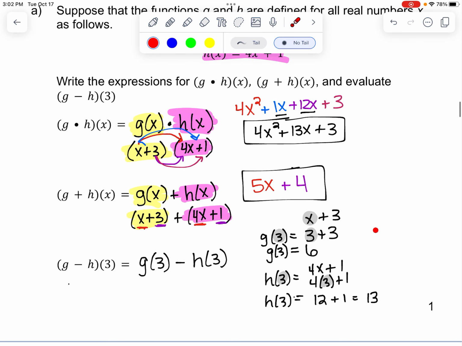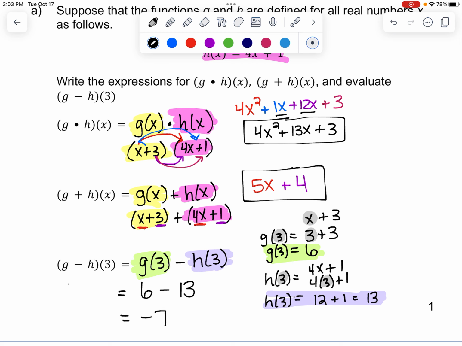So now what you're going to do is if we want to take g of 3, that's going to be this number, minus h of 3, which is this number right here, we're going to end up with a 6 minus a 13. And if I take 6 minus 13, I'm going to get a negative 7 as my answer. So you'll notice this is the only one that gives you just a numerical answer because these ones left it in terms of x. So your answer should still be in terms of x.